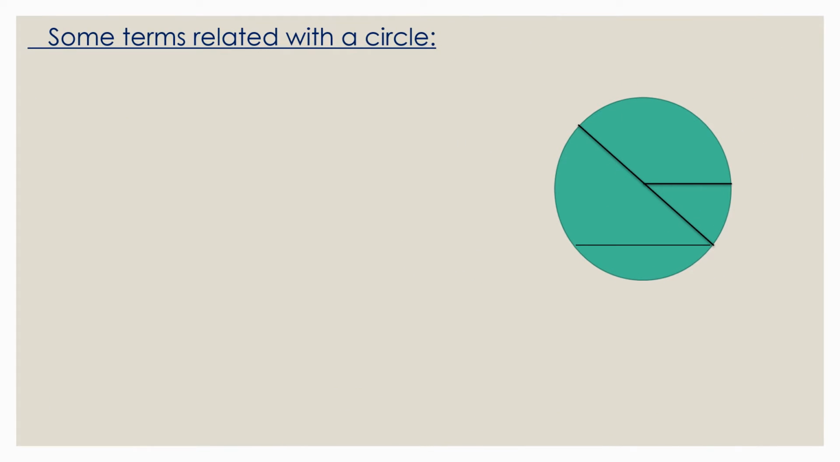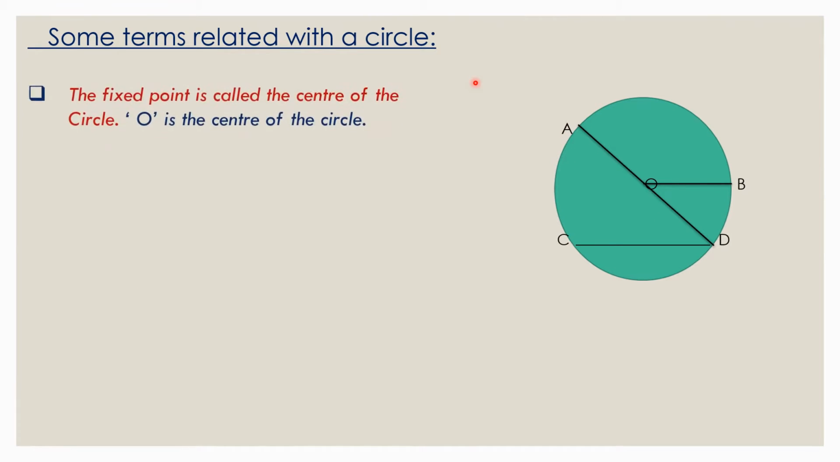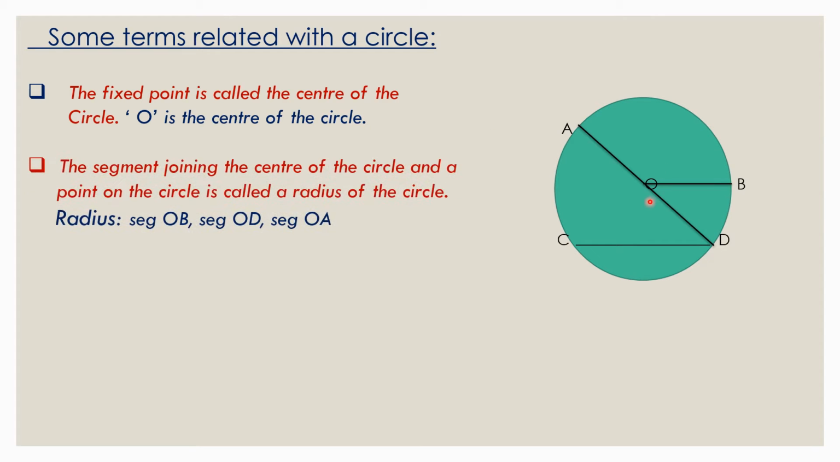Next is some terms related with a circle. First one, the fixed point is called the center of the circle. And in this figure, O is the center of the circle. And next one, here the segment joining the center of the circle and a point on the circle is called the radius of the circle. And in this circle, segment OB, segment OD and segment OA are the radius of the circle.